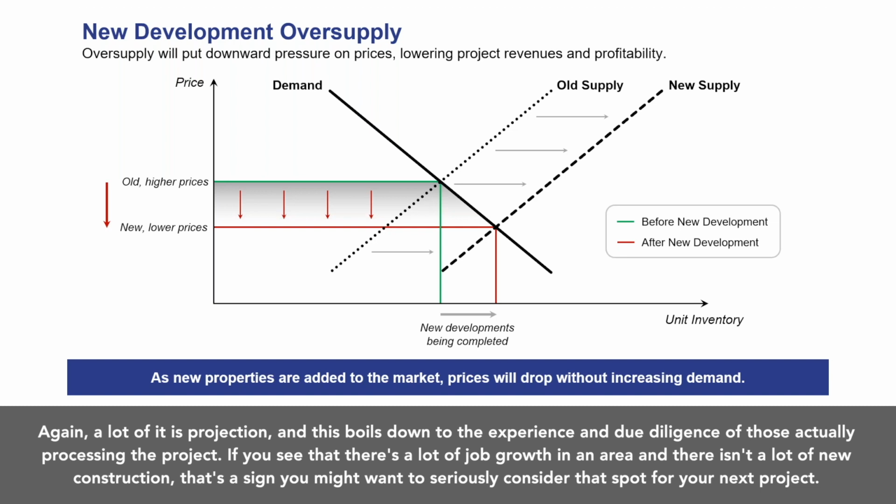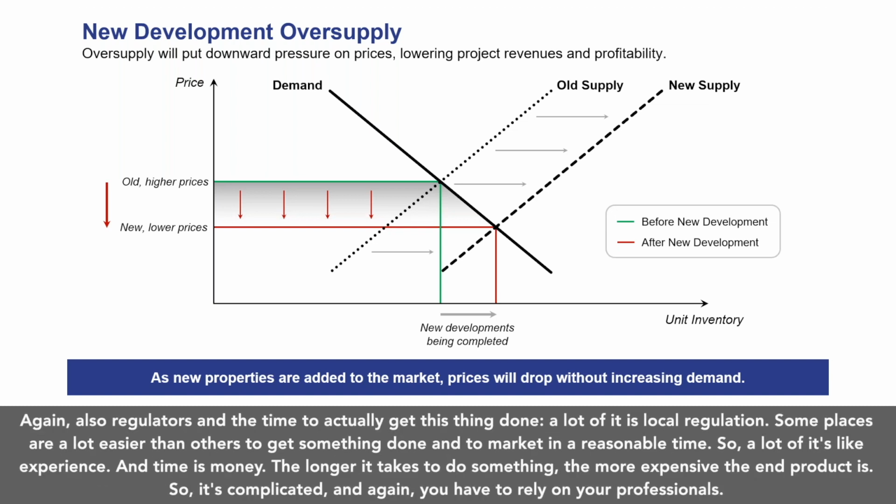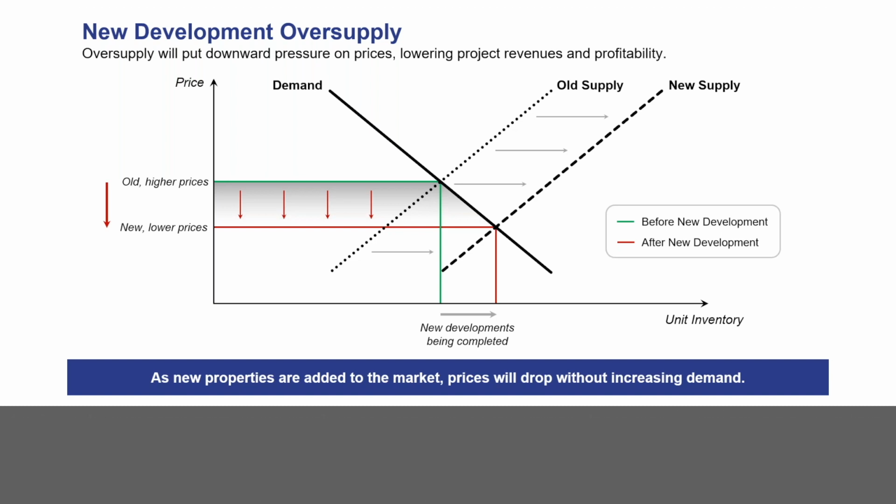If you see that there's a lot of job growth in an area and there isn't a lot of new construction, that's a sign you might want to seriously consider that spot for your next project. Again, also regulators and the time to actually get this thing done. A lot of it is local regulation. Some places are a lot easier than others to get something done and to market in a reasonable time. So that's a lot of it, it's like experience, and time is money. The longer it takes to do something, the more expensive the end product is. So it's complicated, and again, you have to rely on your professionals.